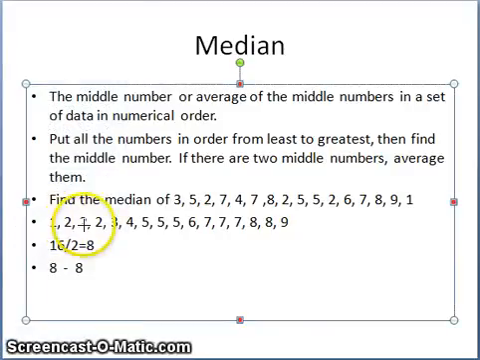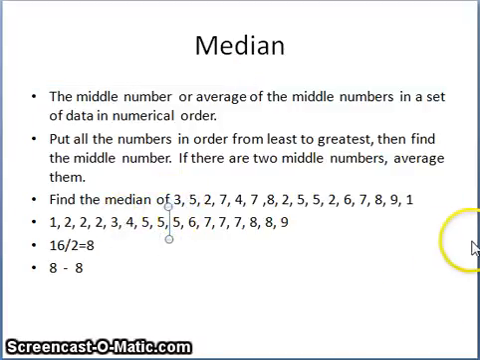So 1, 2, 3, 4, 5, 6, 7, 8. Right there. That is the halfway mark. The halfway mark is right between these two 5s. So because it's right between these two 5s, I don't have just one middle number. I have two middle numbers. But the nice thing about this one is that both middle numbers are the same.